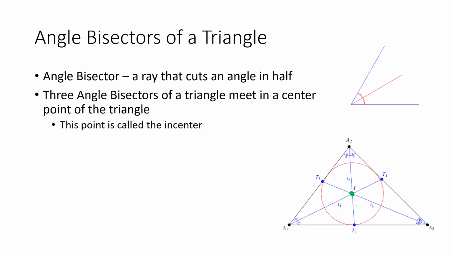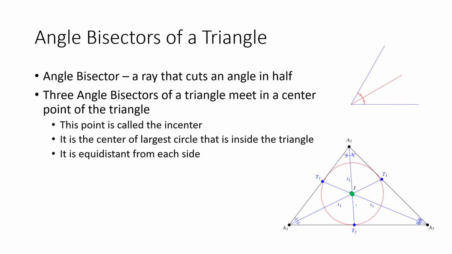That center point is called the incenter. The incenter is the center of the largest circle that can fit inside the triangle. The circumcenter went outside, the incenter goes inside the triangle. This point, the incenter, is equidistant from each side of the triangle. So if I went out to the sides of the triangle this time, it would be equidistant from all of those points, right in the center.